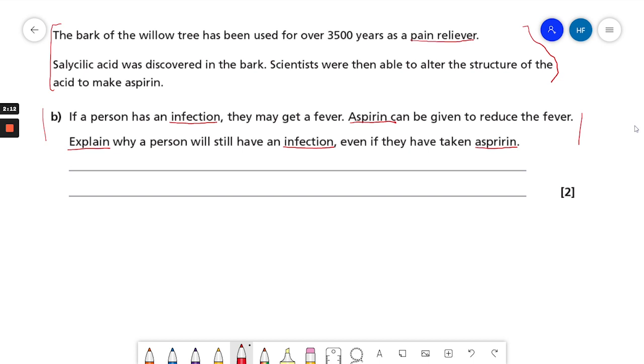So let's have a go at putting an answer together. Remember, this is an explanation question because it says explain. So we need to be using linking words such as so or because or as a result in our explanation.